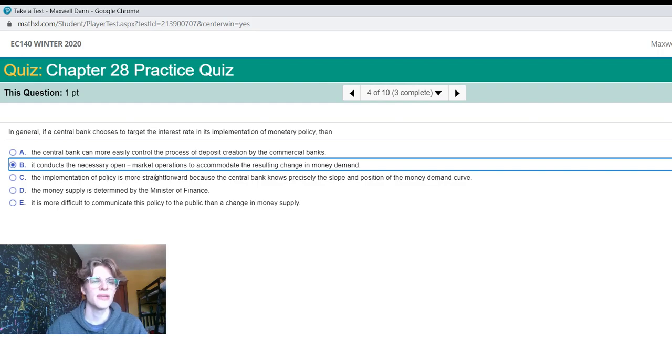The implementation of policy is more straightforward because the central bank knows precisely the slope. No, they don't know the slope. The money supply is determined by the Minister of Finance. No, they don't determine the money supply exactly. They determine the interest rate exactly. And it is more difficult to communicate this policy to the public. No, it's easier to communicate the policy to the public.